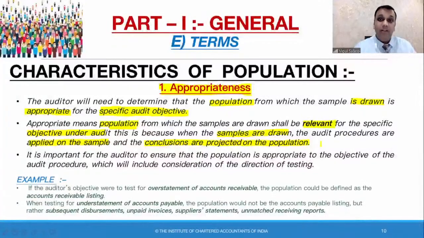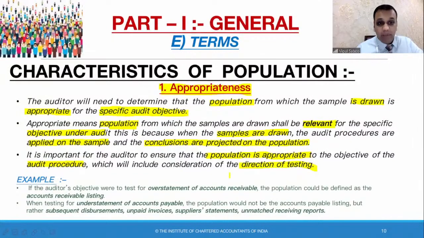In the same manner, in auditing as well, our population should be relevant to the sample we are extracting and working upon, because the results which we get from the sample will be projected upon the whole population. So it is very important for the auditor to ensure that the population is appropriate to the objective of the audit procedure, and it will be considered the direction of testing.